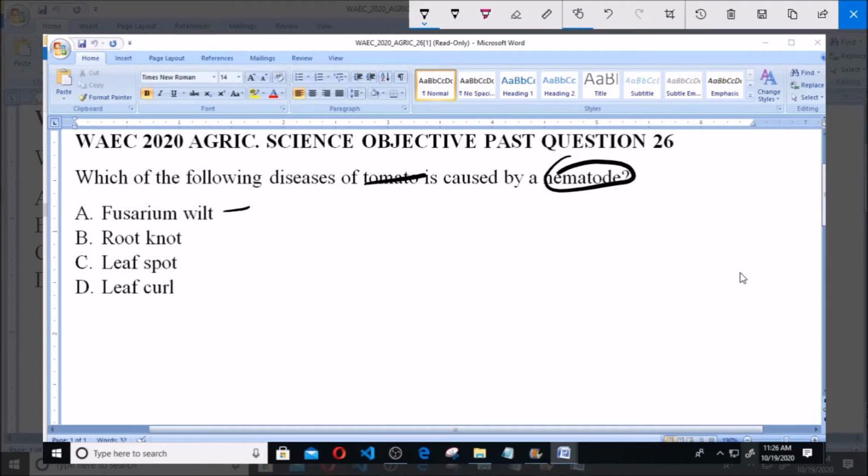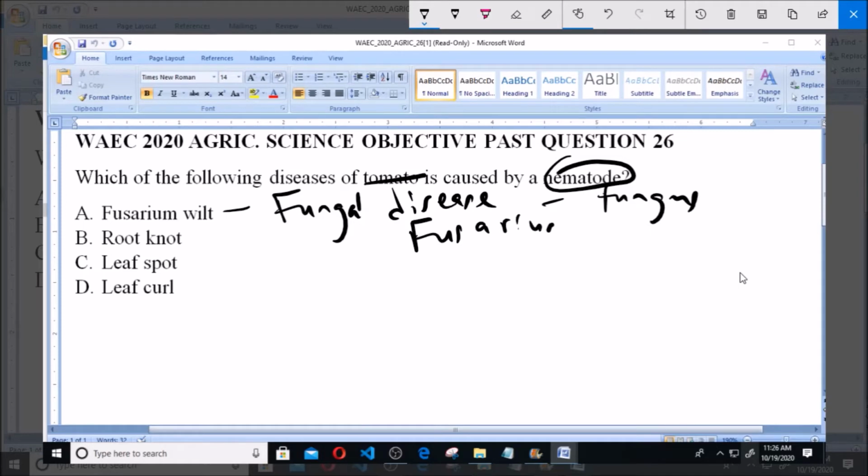Now option A is Fusarium wilt. Now Fusarium wilt is a fungal disease. That means it is caused by a fungus, and the name of that fungus is Fusarium oxysporum. So that is the name of the causal organism.